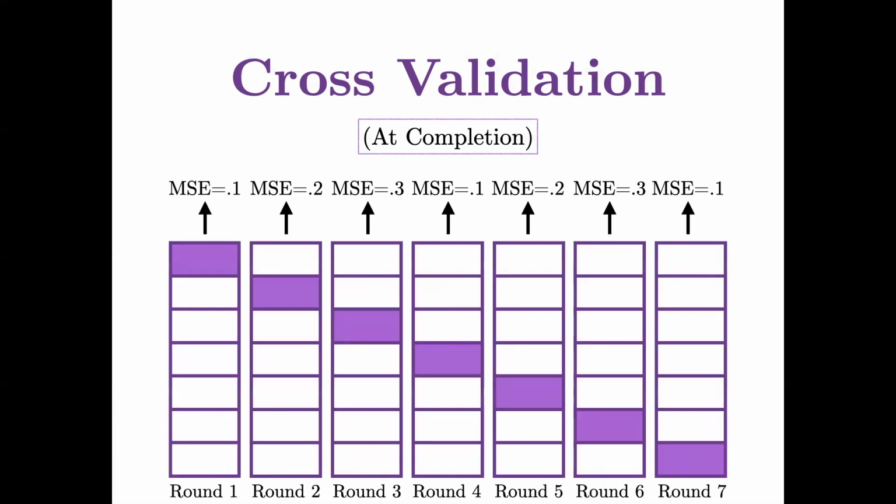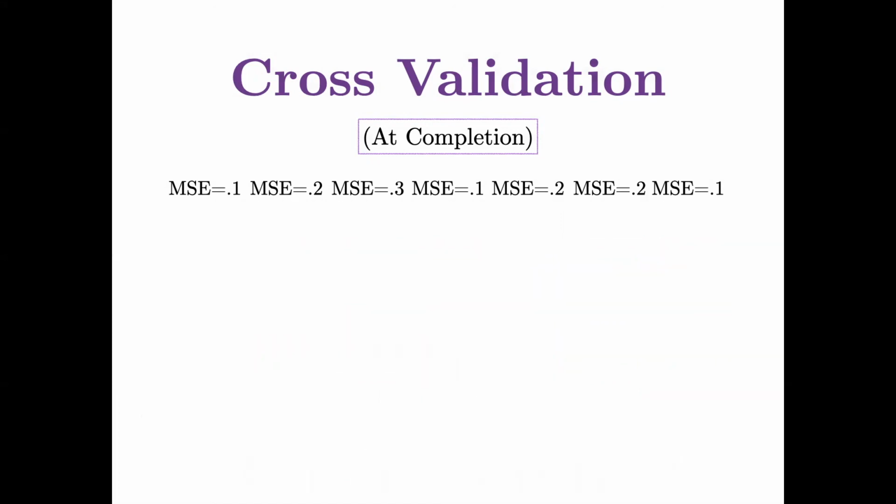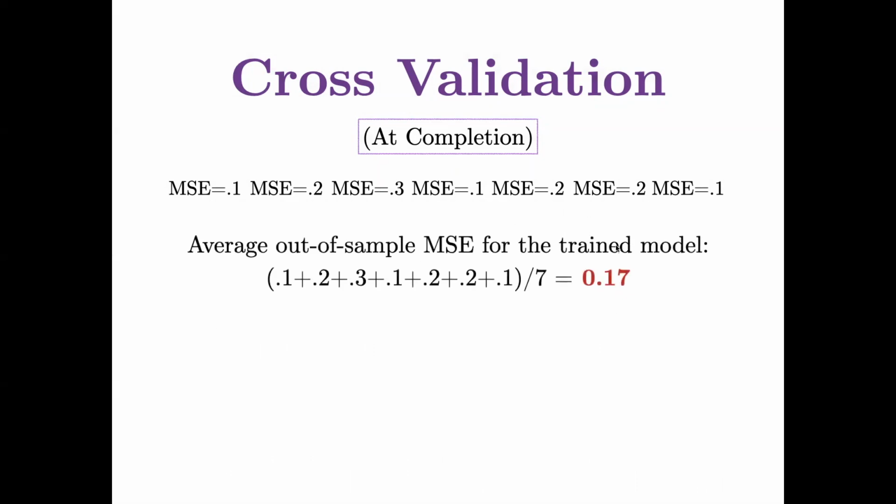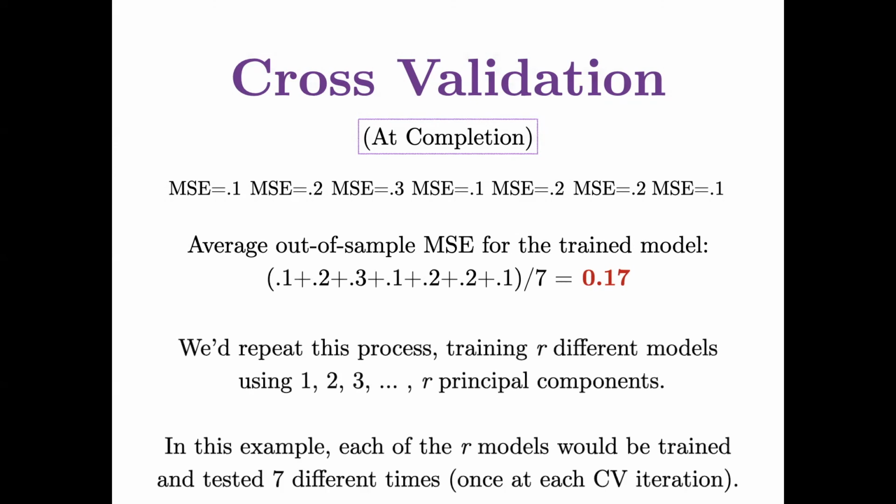So what we just looked at here is an iteration of cross-validation. I would do this for the model with 1 principal component. I would do it for the model with 2 principal components, and 3, and 4. And so I would have this average number for the model with 1 principal component, for the model with 2, 3, 4. And that would allow me to choose the model that's best on validation data.